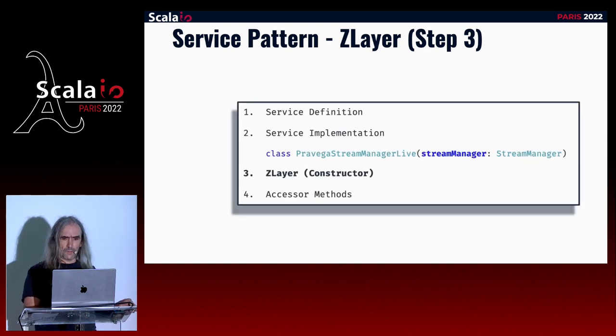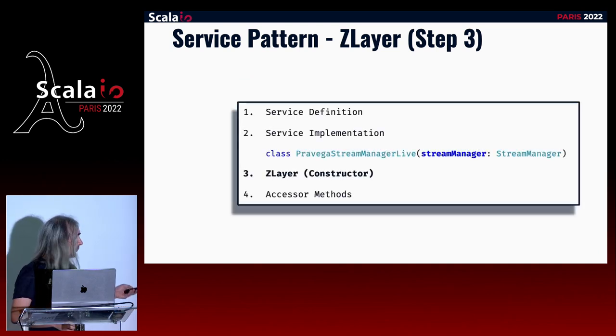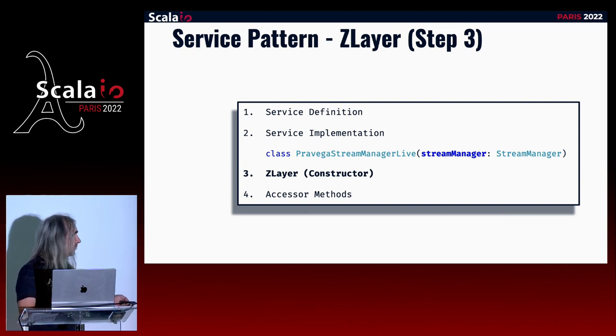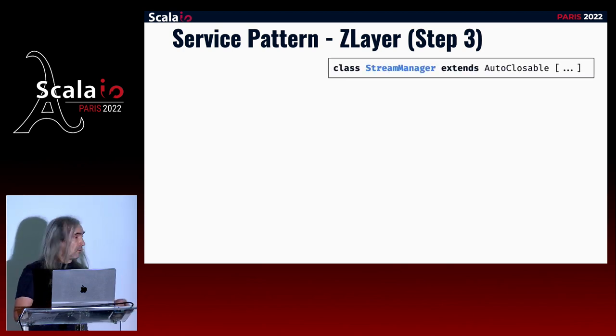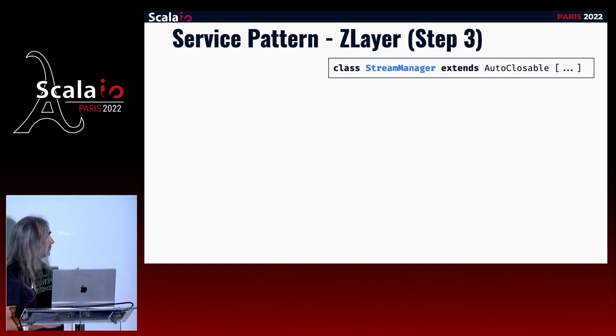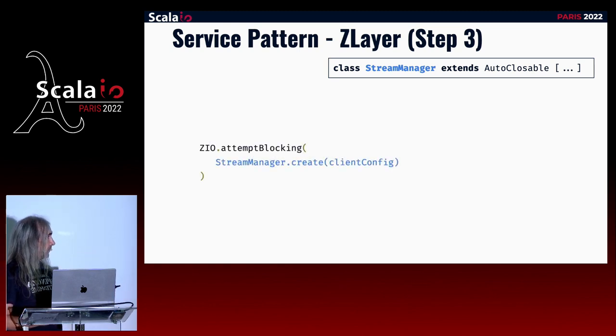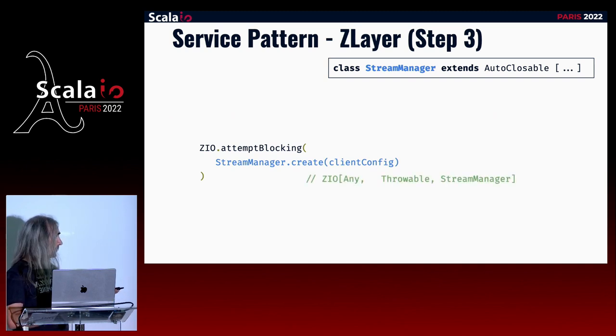Okay. So at that point, the last step shows how I define my helper class. Now I must be able to instantiate this class. This is done with a layer, which is a data type of ZIO. We start from the Java class, which is auto-closable, it's important. We just wrap the Java API in a ZIO attempt. This produces a ZIO that depends on nothing, because nothing is needed in the environment, and will produce, of course, every time. When I say produces, it will produce a stream manager, still a Java API.